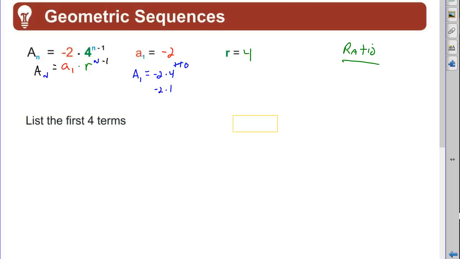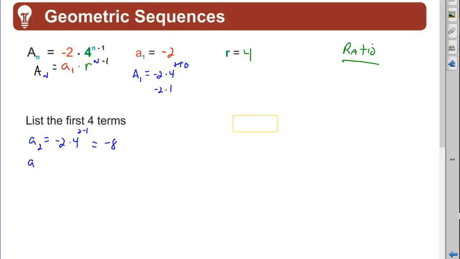Let's figure out the first 4 terms. All right, we already know a sub 1, correct? So we need to figure out a sub 2. How would I do a sub 2? Again, I'm going to use my formula. Negative 2 times 4. What is n? n is 2, right? So 2 minus 1. So now I end up with negative 2 times 4, or negative 8. Second term is negative 8.